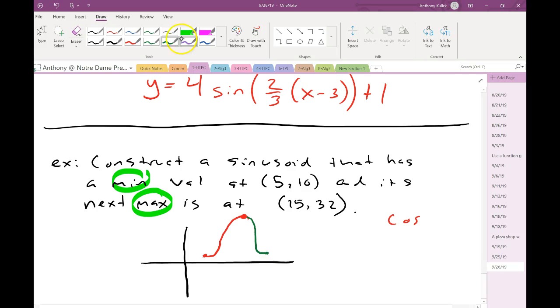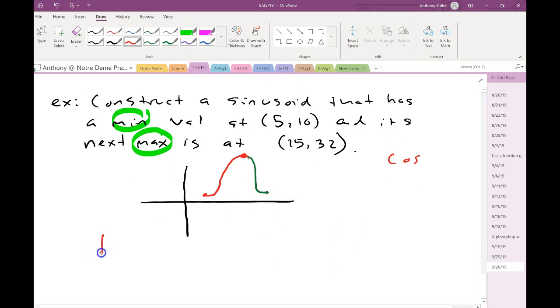Yeah. So I know that 1/2 period is going to be 15 minus 5, so 10. Everybody agree with that? Where did the 15 and the 5 come from? The x-coordinates of the 2 points.